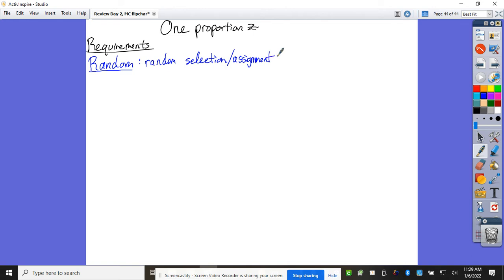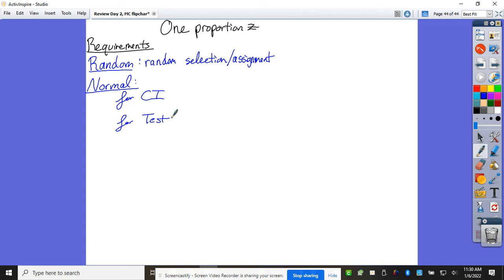What's my next condition? This one gets a little bit funny because it matters if I'm doing a confidence interval or a test. In general, I'm checking what for my normal condition for proportions? For the normal condition for proportions, in general, I'm checking what is at least what? The what? Success is at least 10.